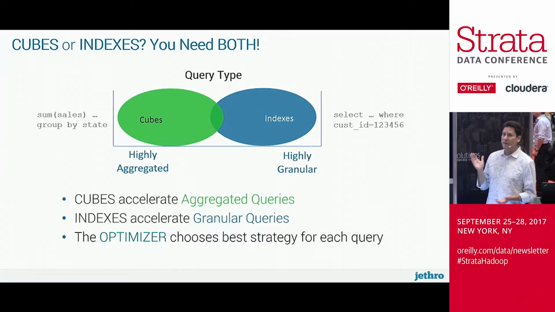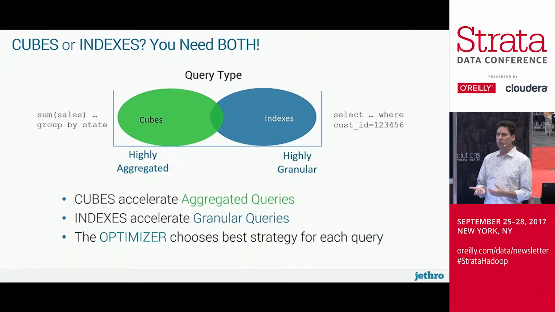The other extreme, we have very granular queries. Something like, show me all the transactions by user 123. In this case, aggregations are not going to work. The only thing that would work is indexes. And what's unique about Jethro's solution is that we combine both aggregation and indexes. We use an optimizer to choose for each query which way to go. Would this query benefit from indexes or from aggregations? If the query will benefit from aggregations, we will create a cube aggregation for it.